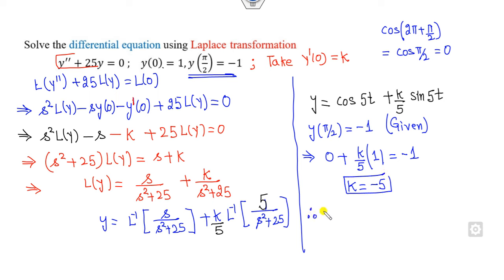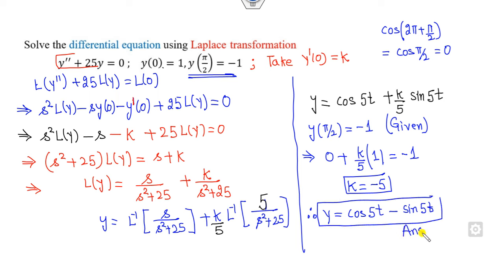So what is my solution? The solution will be cos 5t minus 5, since k is minus 5, times this. So that is the right answer of this problem. If you solve this problem with the help of the auxiliary equation and substitute this value, again you will get the same answer.